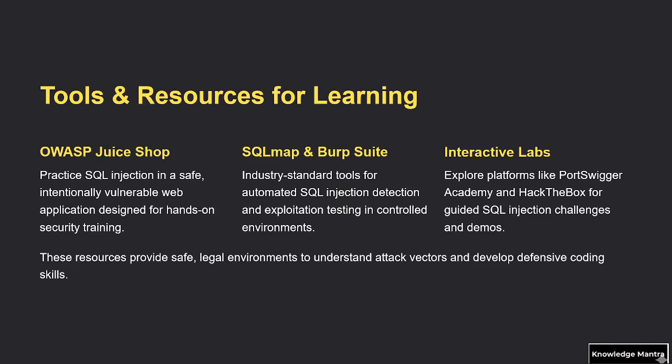Second, start small. Practice classic payloads first, then move to union and blind techniques, and always practice patching the vulnerable code afterwards. Next is keep a learning log. Record payloads, responses, and fixes. This helps build pattern recognition.